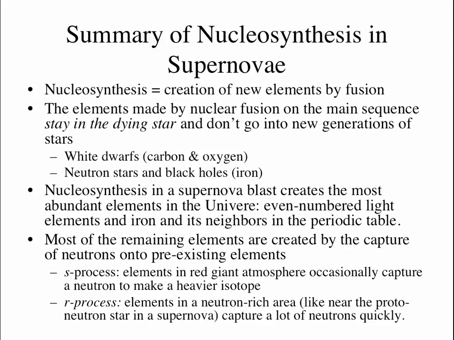So here's the summary. What should you know about where elements are made? First of all, there's this big word called nucleosynthesis. That just is the creation of new elements by fusion. And the elements that were made by fusion in the main sequence, in the core of the star, the carbon and oxygen in a low-mass star, or the iron in a high-mass star, those don't go into space. Those get trapped in the dead star, in the white dwarfs, in the neutron stars, in the black holes, and don't get out. So carbon and oxygen and iron, though, they're very common elements.